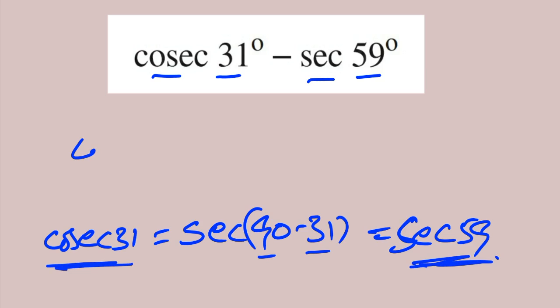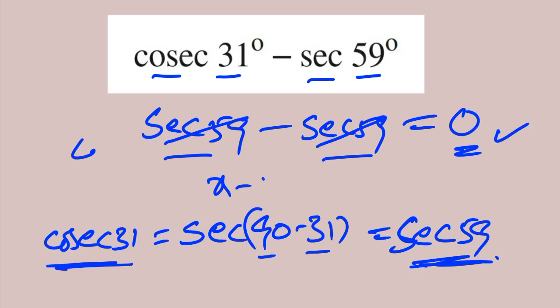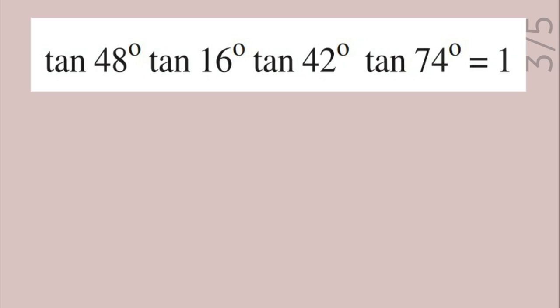So in the place of cosecant 31 I'll write secant 59. Here the second term is already secant 59, so both are the same, secant 59, secant 59. Both are the same, which means this minus this is equal to 0. Both get cancelled, finally 0 here. For example, x minus x, both are the same numbers, so we get 0. The same thing: the secant 59 value and the secant 59 value are the same, so they get cancelled. 0 is the answer. Here you see another kind of problem.